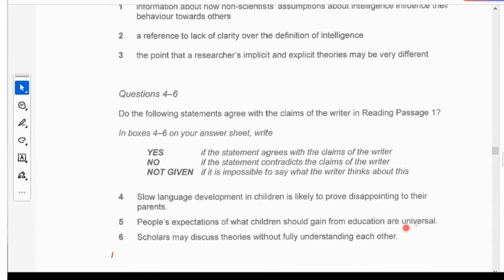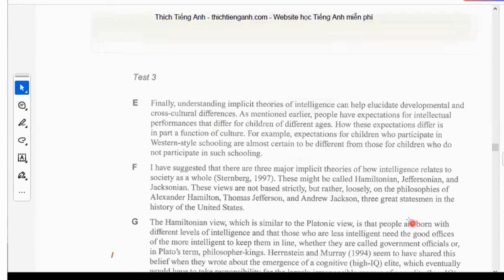Universal. What is the meaning of universal? When you say something is universal, that means that what? That thing is the same everywhere. Is the same all over the world. Is applicable all over the world. If you say that practice is universal, that means that what? That practice is done all over the world. Okay? Now look at it.